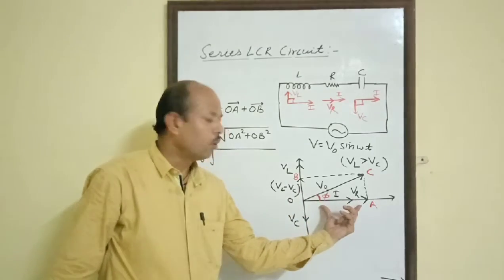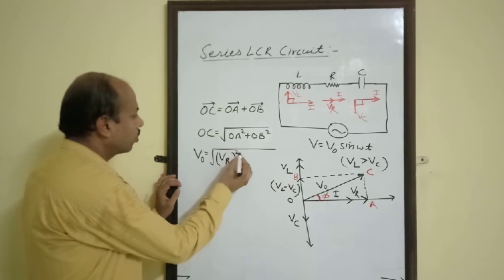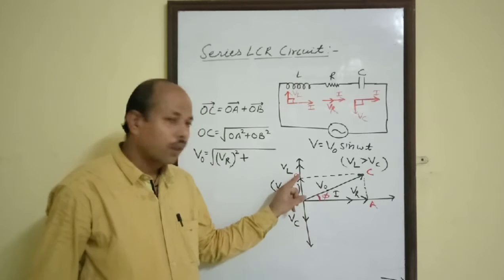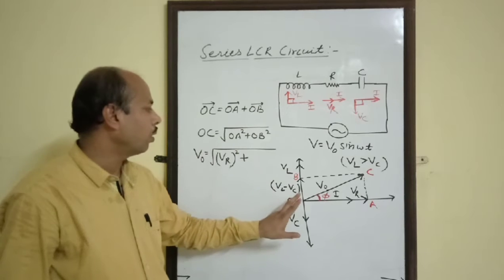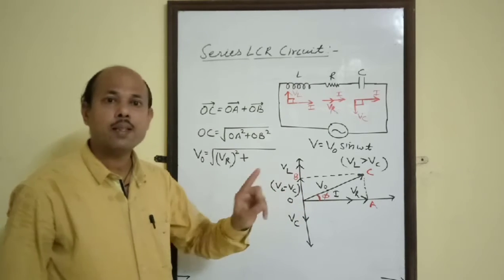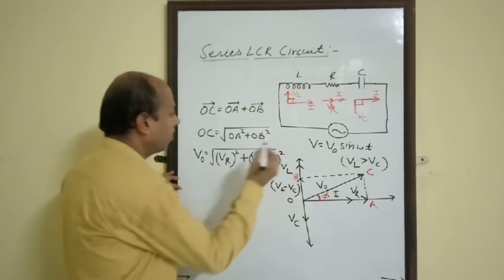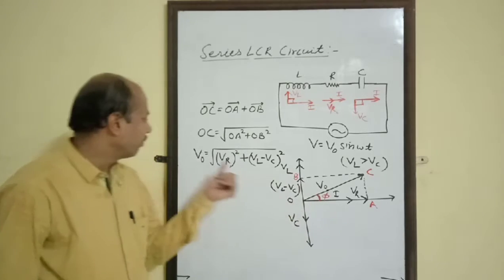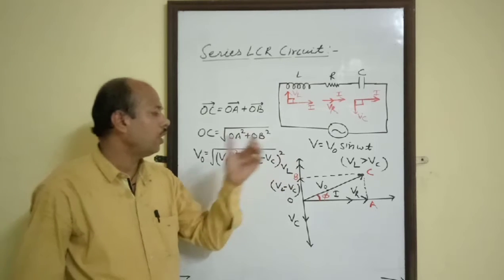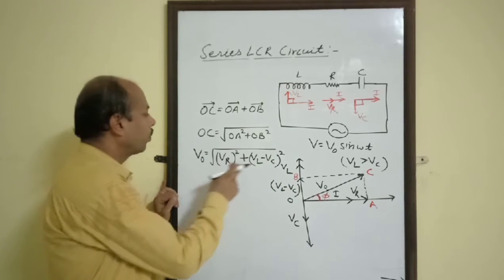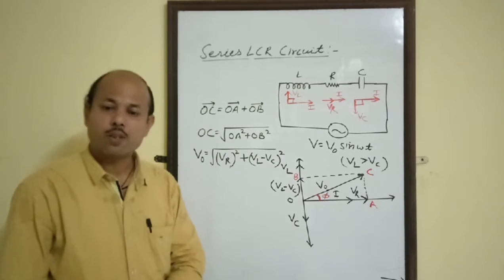Here we have to put the value of OA, and that is VR. Therefore, VR square plus OB square. OB is the resultant of VL and VC, and therefore OB can be written as VL minus VC. Therefore, it will be VL minus VC whole square. So by this phasor diagram, we can write V naught equals root over VR square plus VL minus VC whole square. And now we have to put the values of VR, VL, VC in this equation, and then we can solve. Clear?